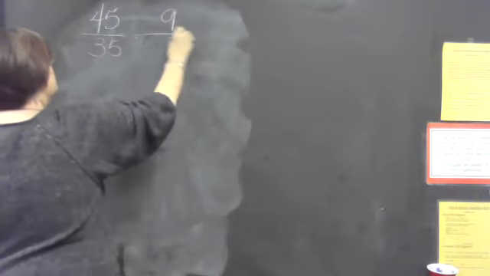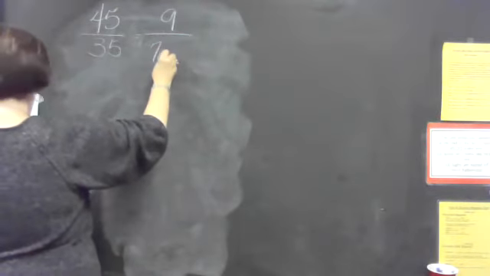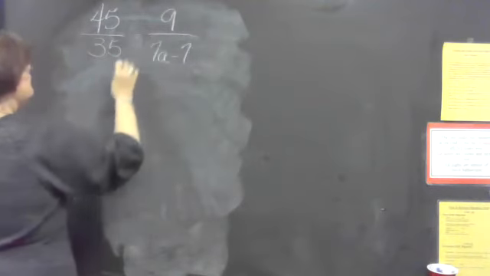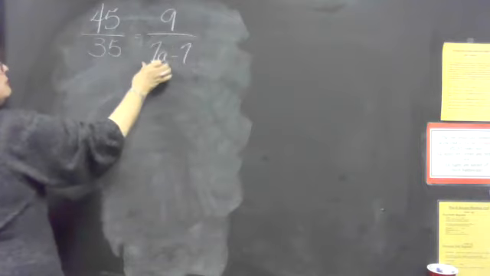The screen just isn't big enough. There we go. 45 over 35 equals 9 over 7a minus 7. Now you can see here that 7a minus 7 is all the bottom of a fraction.